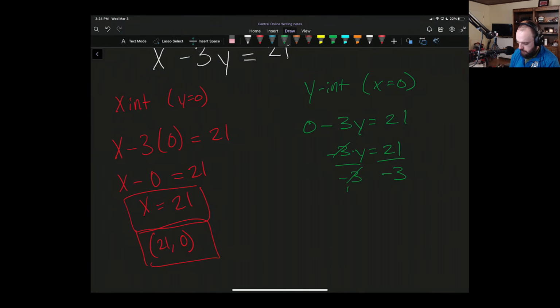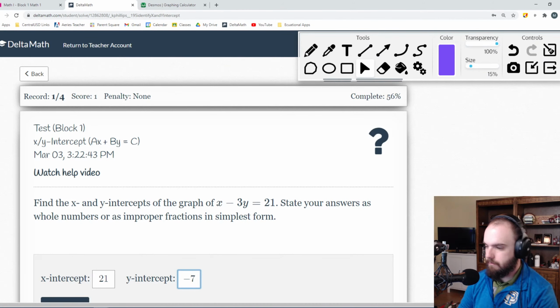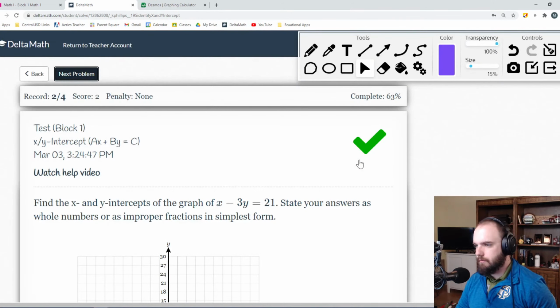So we'll reduce this to 1. 21 divided by negative 3 is going to be a negative 7. So there's my y-intercept, or if you want to write it as a coordinate point, just like that. All right, so let's go ahead and bring our answers over and check our work. We have an x-intercept of 21, a y-intercept of negative 7. And there we go. Awesome, right? So there's two quick examples on how to do this.